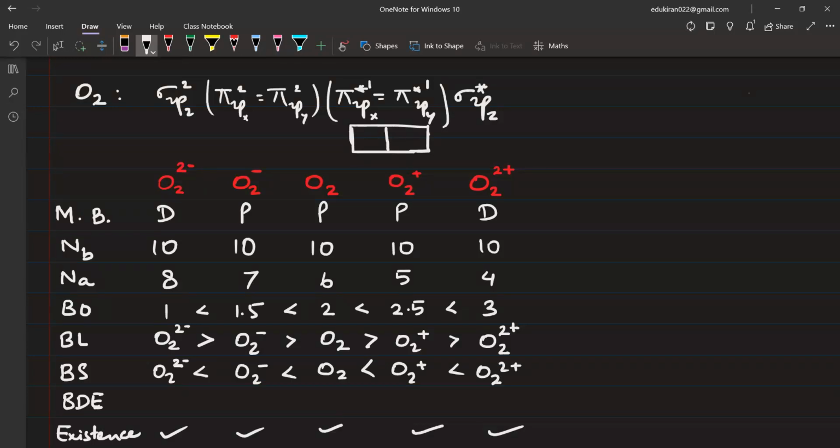Bond dissociation energy will be directly proportional to the bond strength. जितना ज्यादा bond strong उतनी ज्यादा energy लगेगी तोड़ने के लिए. So we will have O2 2 negative, then O2 negative, then O2, then O2 positive, then O2 2 positive.